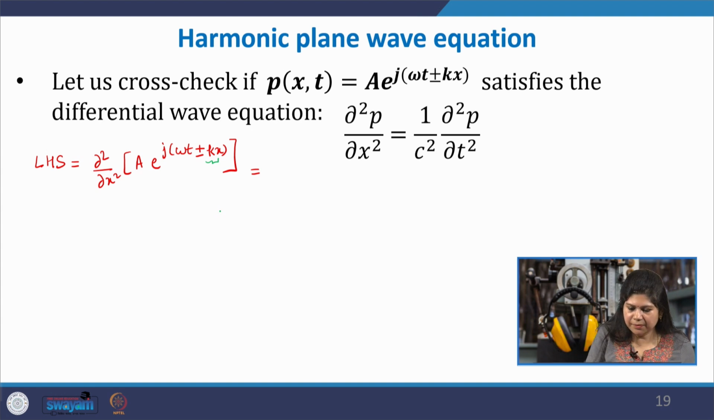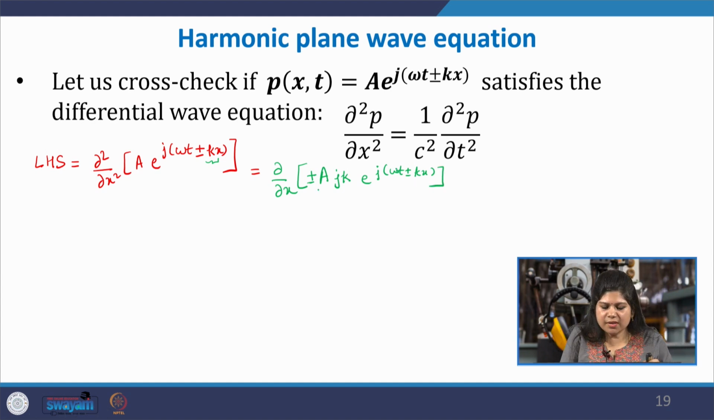The answer is simply, after the first differentiation, you will get del by del x of a into j k, because it is plus minus. So, let us add this plus minus into e to the power j omega t plus minus k x. Okay. So, what is this? This thing here is p. So, we can also say that it is simply del by del x of j k times the pressure p. Again differentiating it with respect to space, we get the same way.